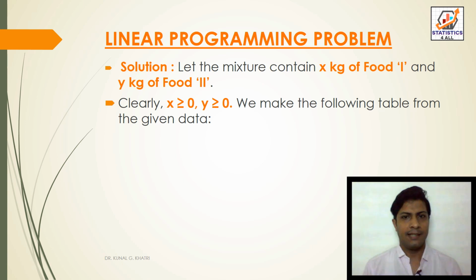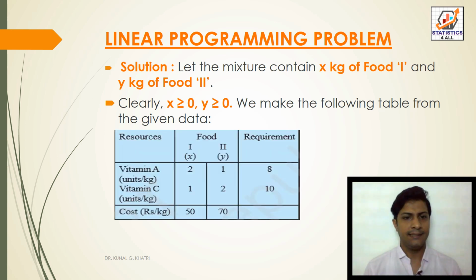Solution. Let the mixture contain x kg of food 1 and y kg of food 2. Clearly, x greater than or equal to 0, y greater than or equal to 0. We make the following table from the given data: your given resources, vitamin A in units per kg and vitamin C in units per kg, and foods 1 and 2. 1 indicates x and 2 indicates y.